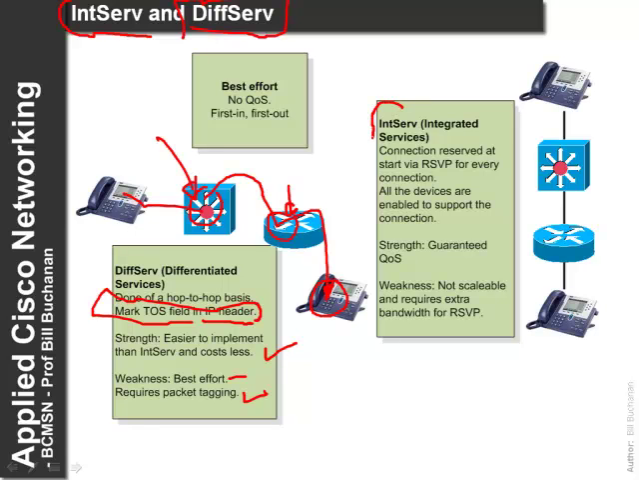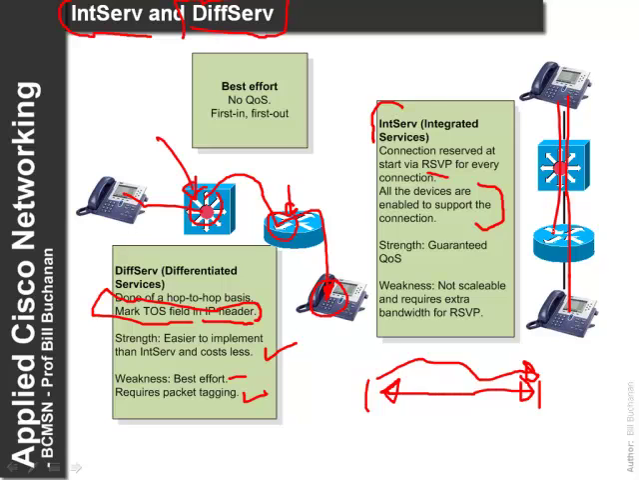With IntServ, or integrated services, we get an end-to-end quality of service. And with this, we typically use a protocol such as RSVP, which will reserve the bandwidth for us and monitor it as we make the connection. Unfortunately, all the devices in the whole route have to be enabled for RSVP. The strength of it is that it gives us a guaranteed quality of service, but it is not scalable as we've got to enable it on all our devices, and also RSVP actually requires some bandwidth.